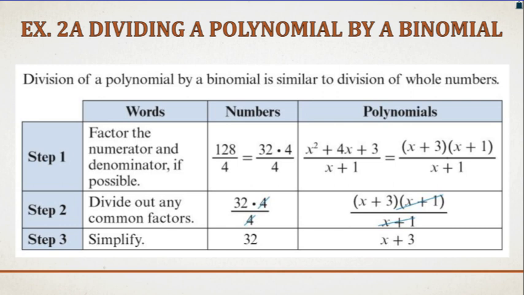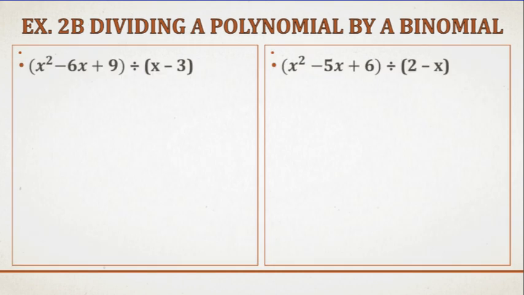The second type is dividing a polynomial by a binomial. And you can see here, I have a trinomial here, and they factored that as two binomials first. And then they divided it by this binomial. So let's look at an example ourselves.